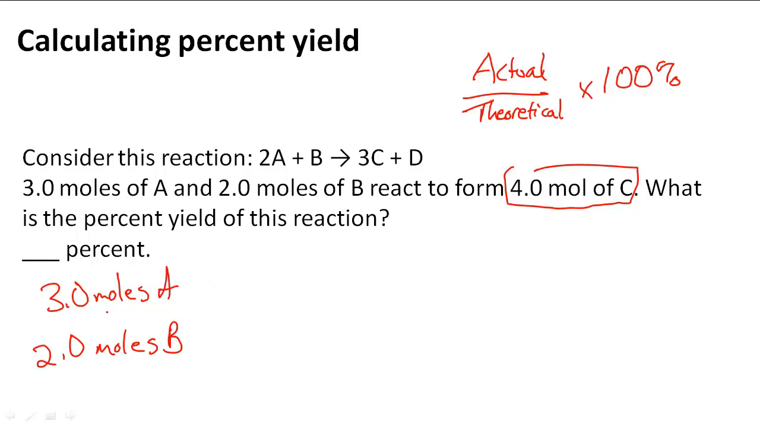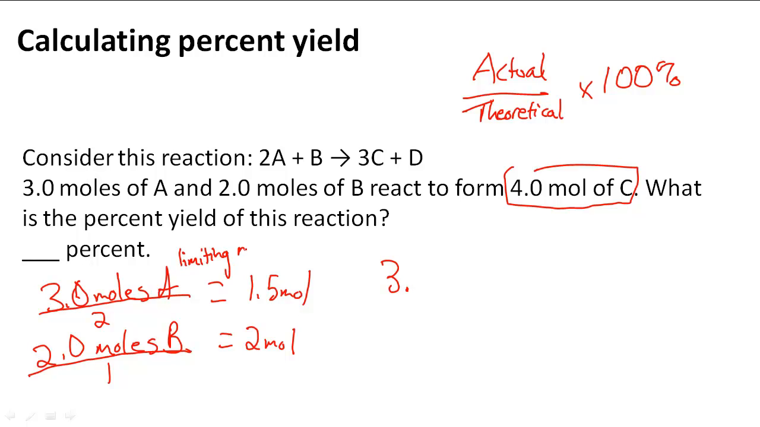To figure out the limiting reactant, because we have to figure out the limiting reactant and what its theoretical yield is, what it's actually going to yield, we have to take 3 moles and divide it by the coefficient that we have here, which is 2. And for this one, we divide it by its coefficient, which is 1. And so we get that this is 1.5 moles and that this is 2 moles. So we see that A actually has fewer moles, so A is our limiting reactant. So I'm going to use the number of moles of A because A is the limiting reactant.